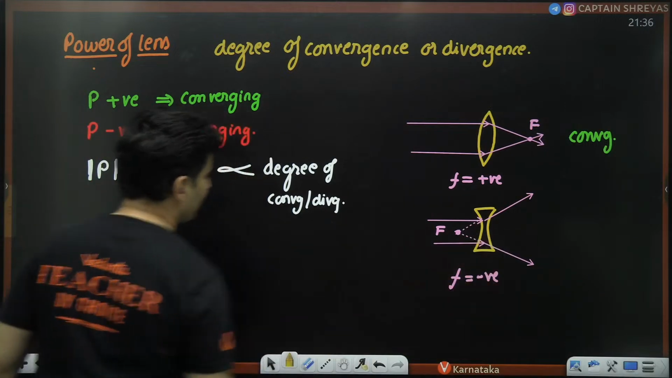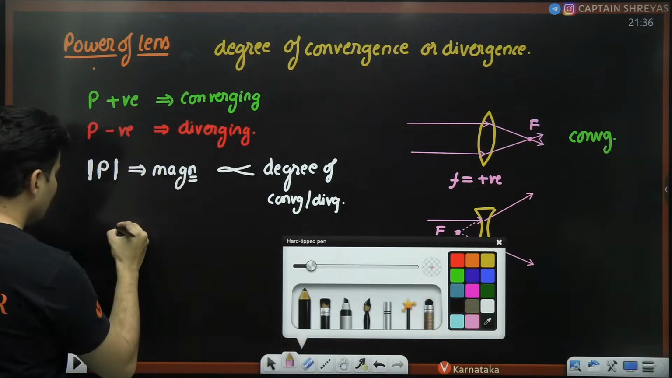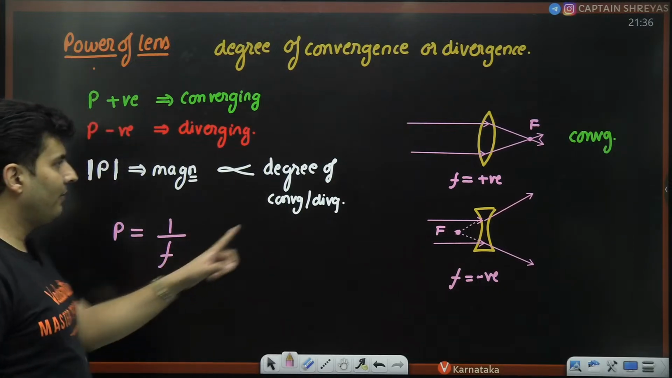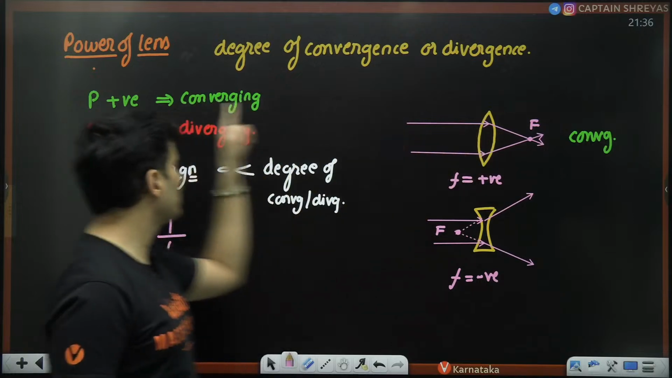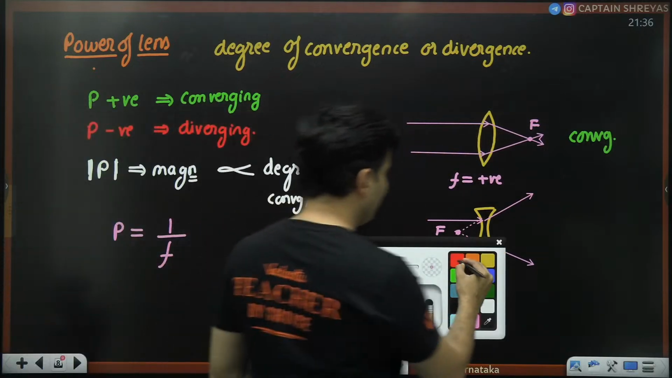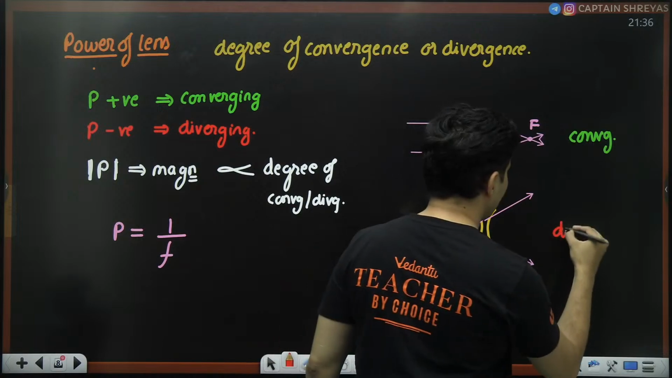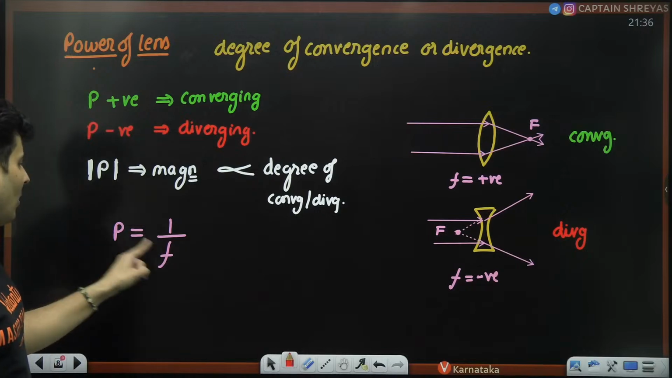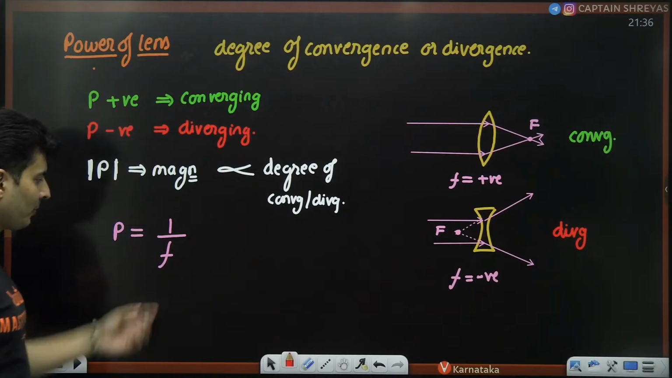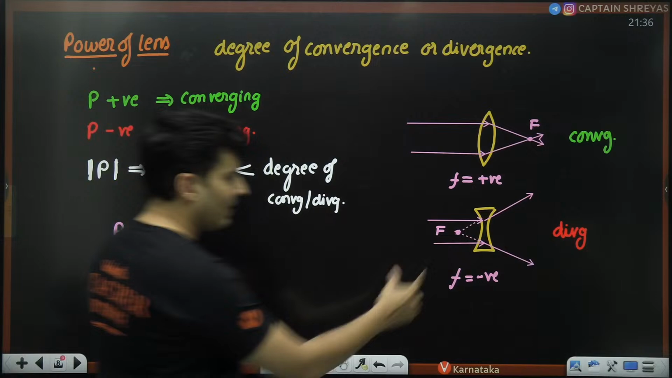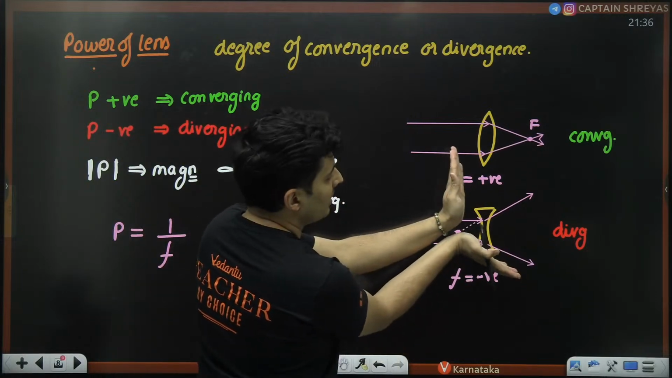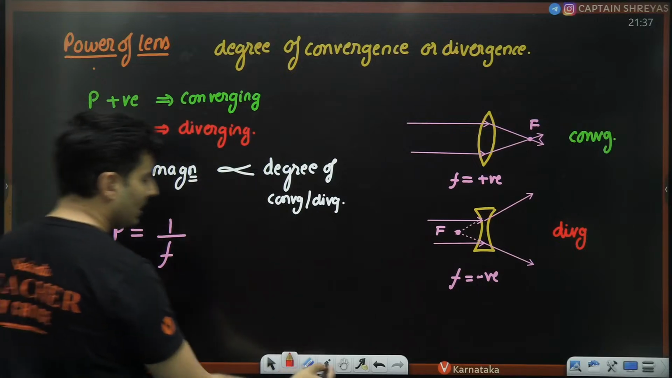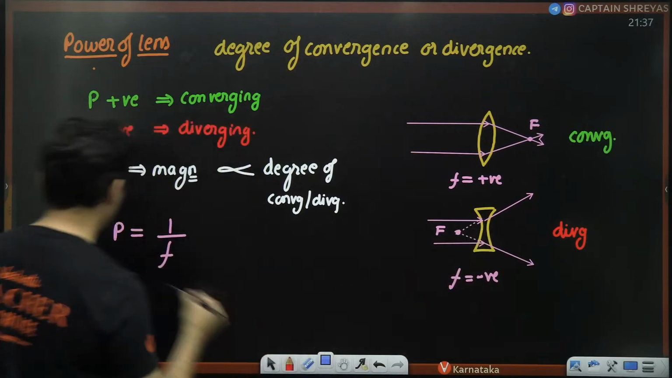Hence, the answer goes as follows. Observe this. The power of a lens is 1 by f. If f is positive, power is also positive. If focal length is negative, then it is diverging in nature, and the power automatically will come out to be negative. If f is small, it will diverge more. If f is large, it will diverge less, as expected. So that's the formula for power.